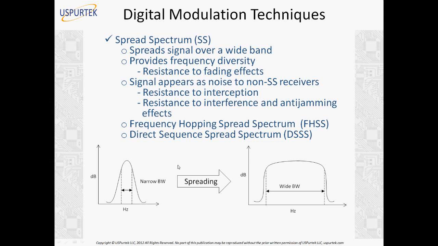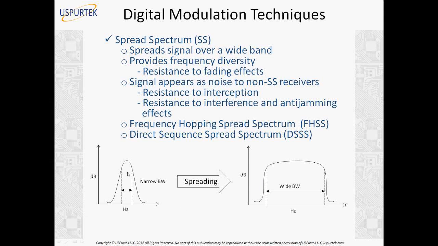We spread it out and make the bandwidth wider. Now, what is the benefit of increasing the bandwidth of the signal? What do we get out of it? It provides more frequency diversity. That means we have resistance to fading effects. If we had a narrow band, and if this single narrow frequency were to fade, we will lose all the signal. But in case of a wide band, we won't lose the whole signal, only parts of it.